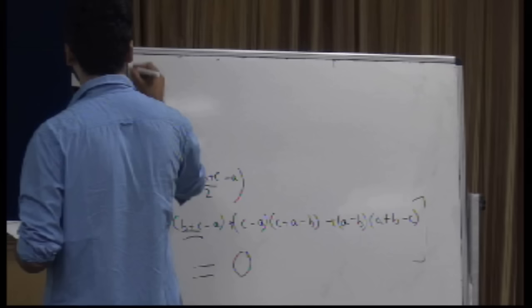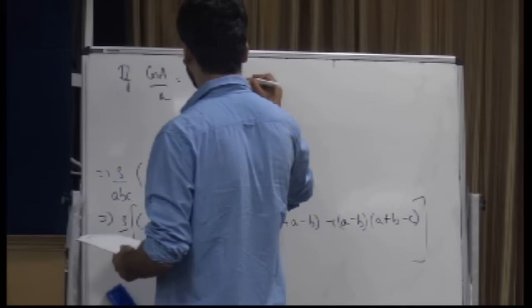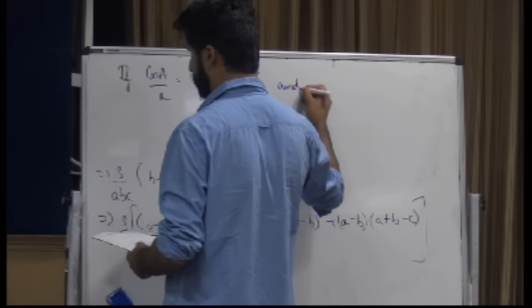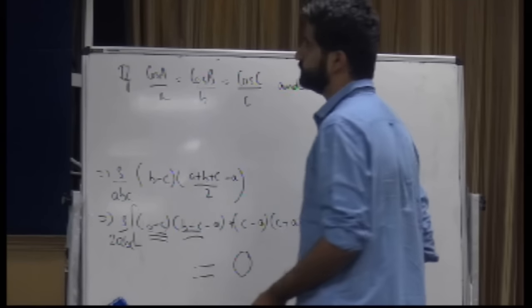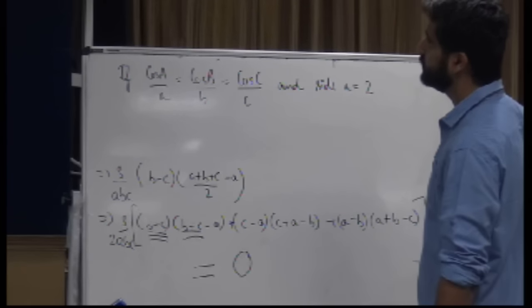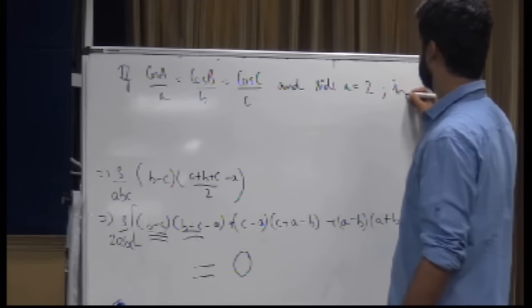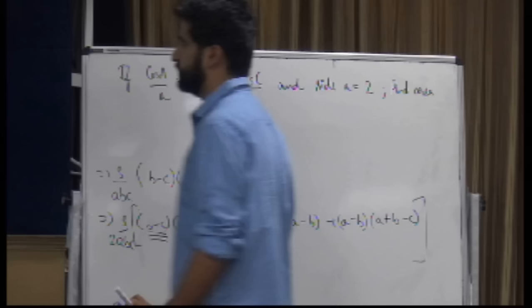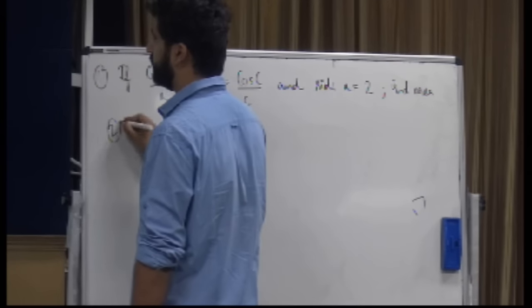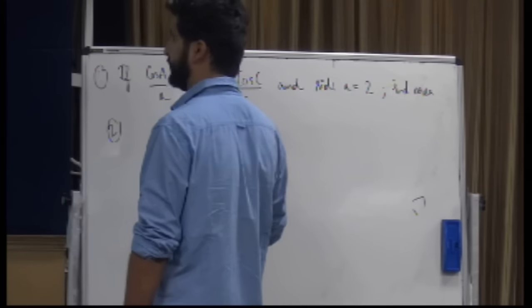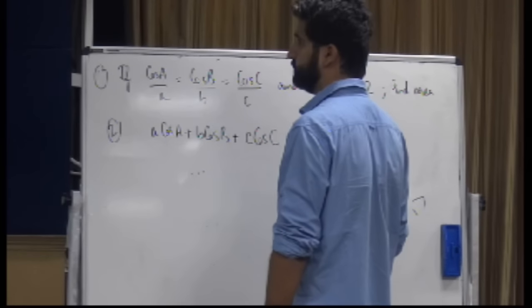If cos A by A is equal to cos B by B is equal to cos C by C, and side A is equal to 2, then find the area of the triangle. And also write this question. We have A cos A plus B cos B plus C cos C. We have to prove that this is equal to 8 times delta square upon ABC.